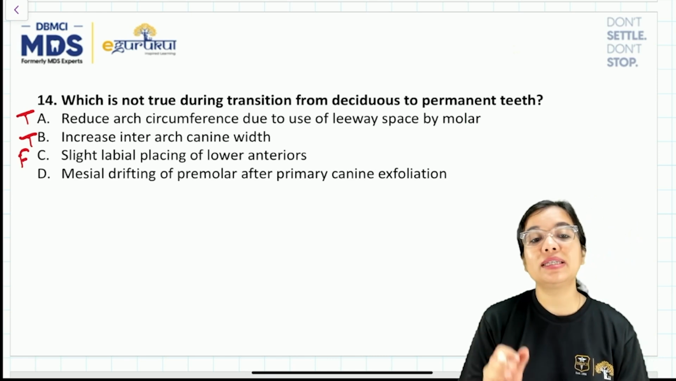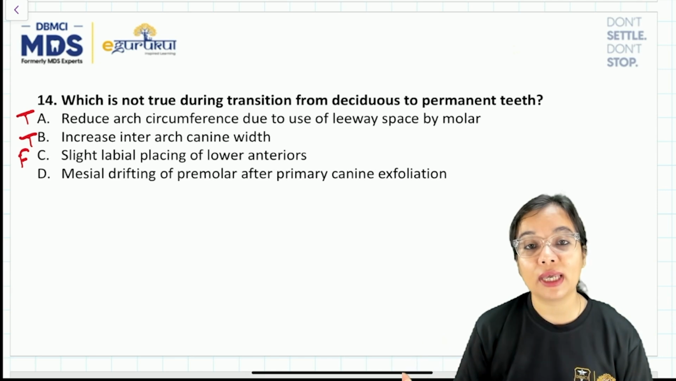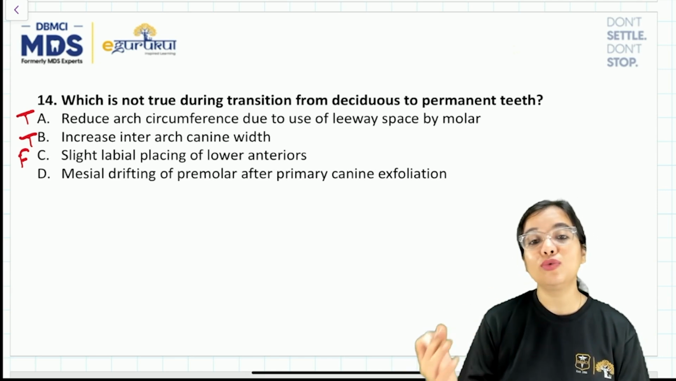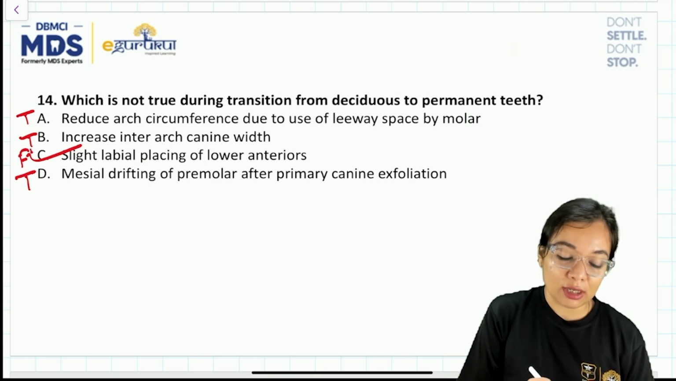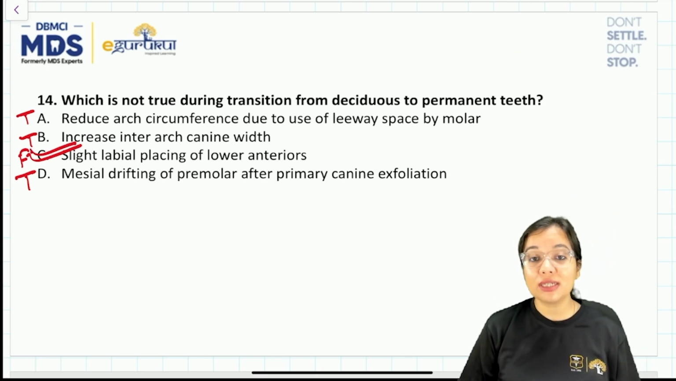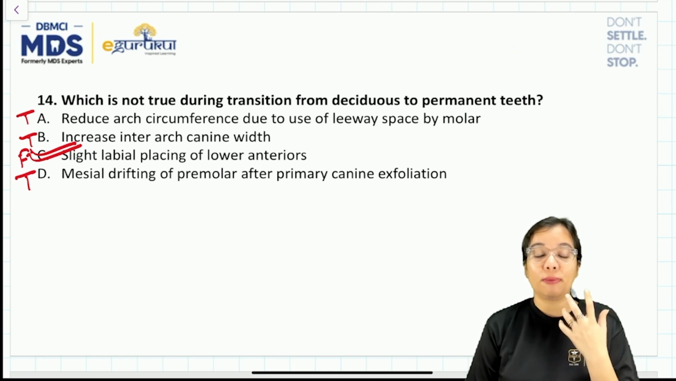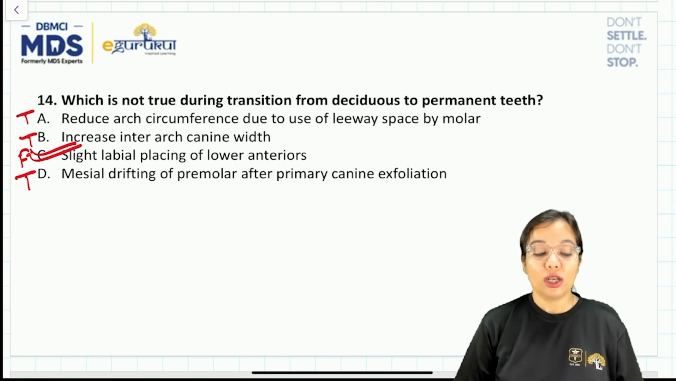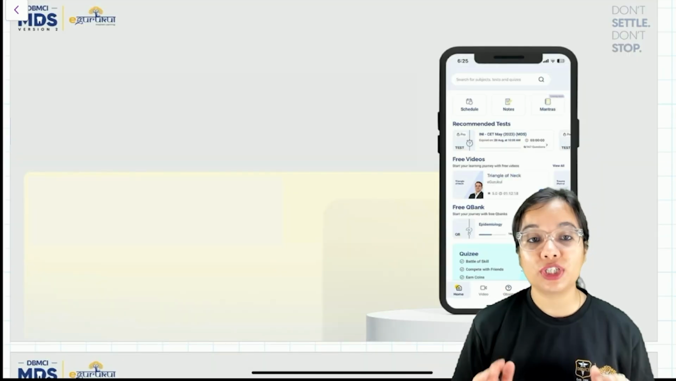And then D is mesial drifting of the premolar after primary canine exfoliation. So yes, it uses up the leeway space. So this is the true statement. So the answer here becomes C, that is slight labial placement of the lower anteriors, because the lower anteriors are placed lingually as compared to the primary anteriors.